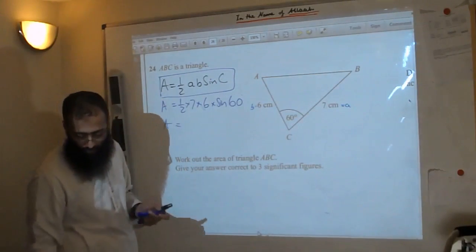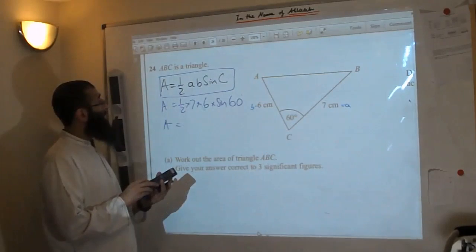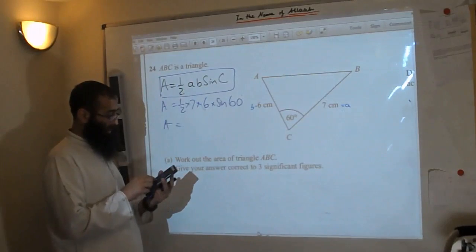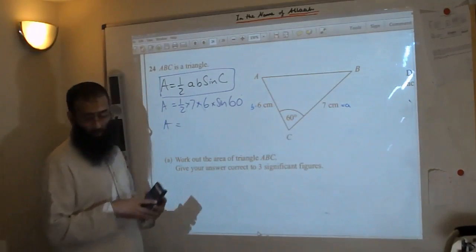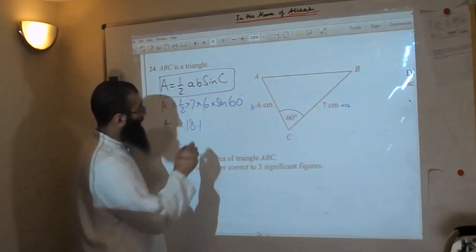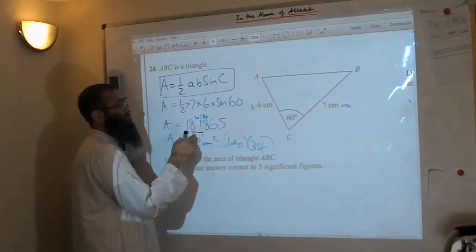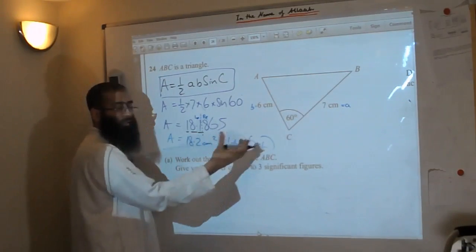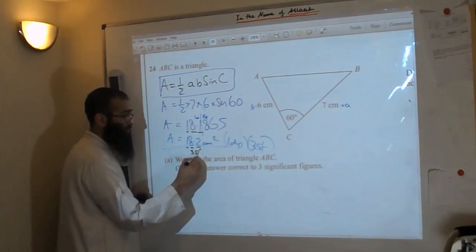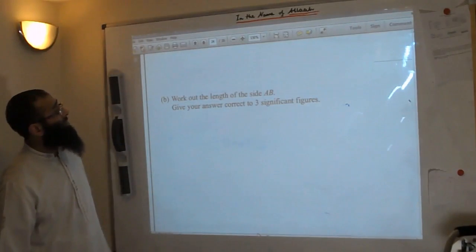So what we need to do now is work that out. So 0.5 times 7 times 6 times the sin of 60, close brackets, and that gives us an answer of 18.18. Significant figure, second significant figure, third significant figure. So that's still the last digit, and that's the decider. In this case, 1 dp and 3 sf are equivalent to each other. But yes, 1, 2, 3, 3 sf. Okay, that works out the area. Next: work out the length of side AB, give your answer correct to 3 significant figures.